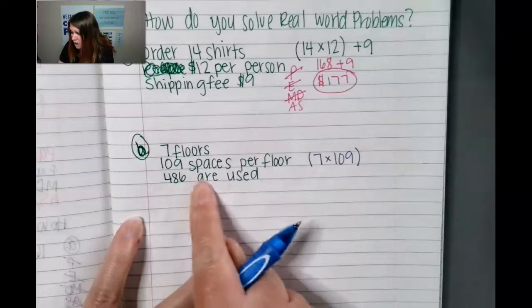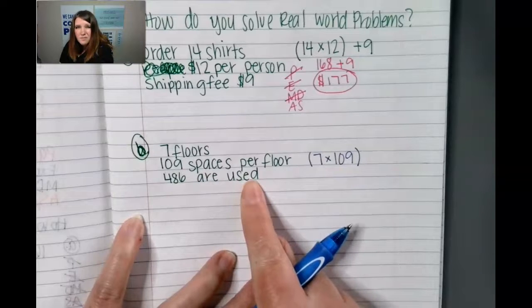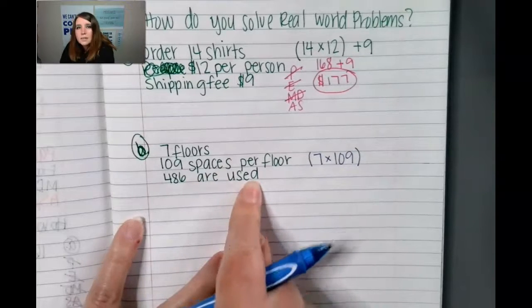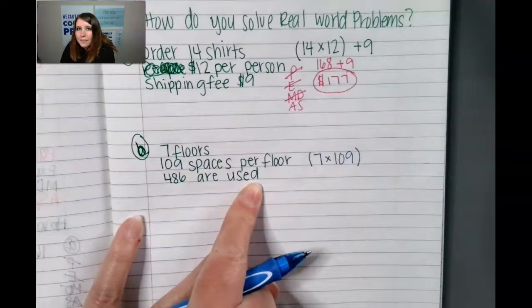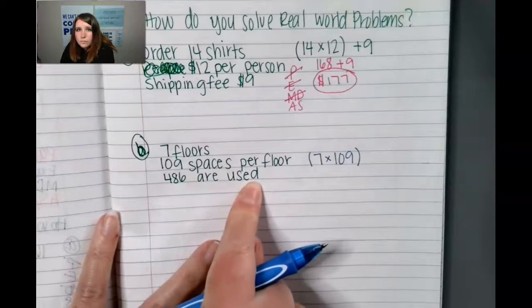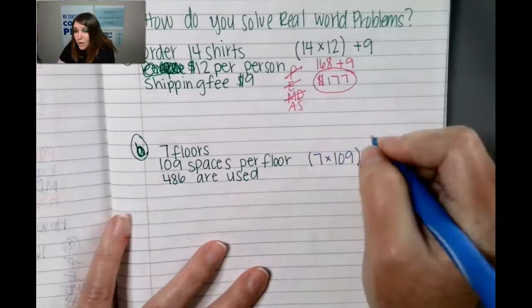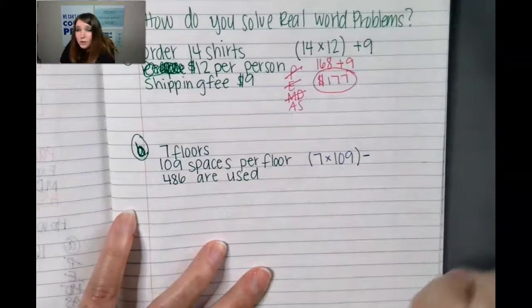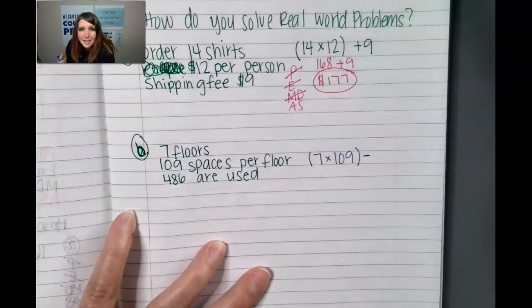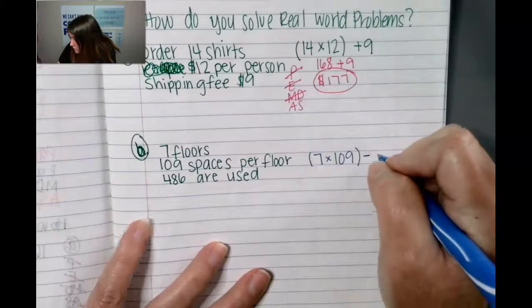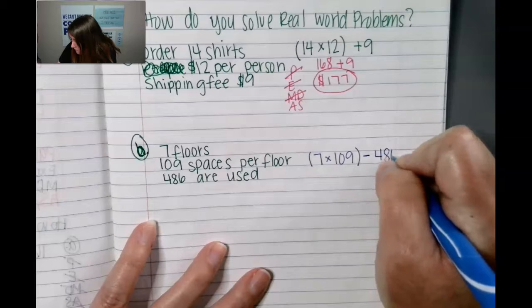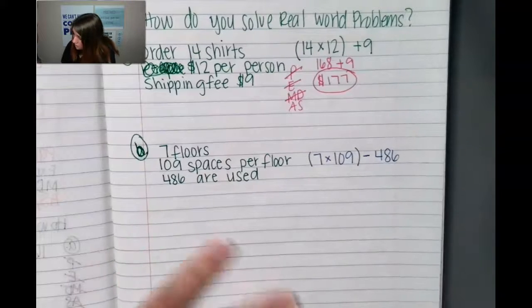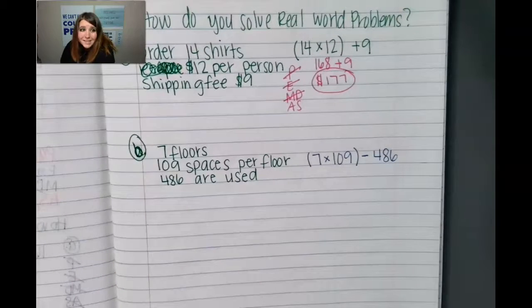Now, the spaces that are used. If these are used, are we going to subtract them or do you think we're going to add them? Yeah, you're right. We're going to subtract them because if they're used, we have to take them away. We can't use them anymore. So they can't be added into the space. We're trying to find what's left over. So we're going to subtract that part.